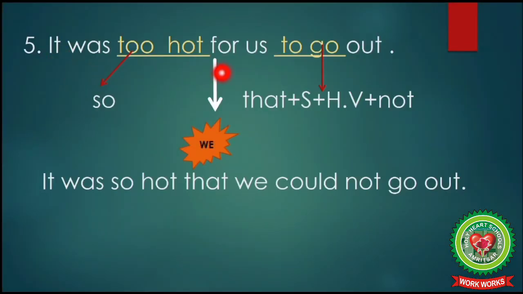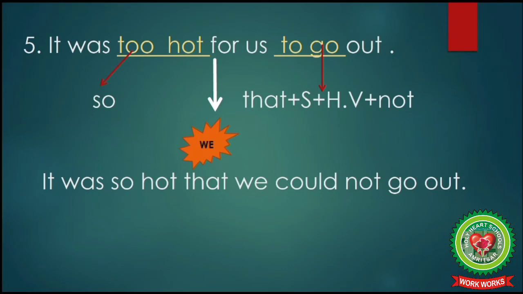It was too hot for us to go out. Now here we will change TOO into so, and to go, that is an infinitive, will change into that plus subject plus helping verb plus not. Now here students, as this statement is in past tense, so the helping verb will also be in the past tense. We will use past form of can, that is could.